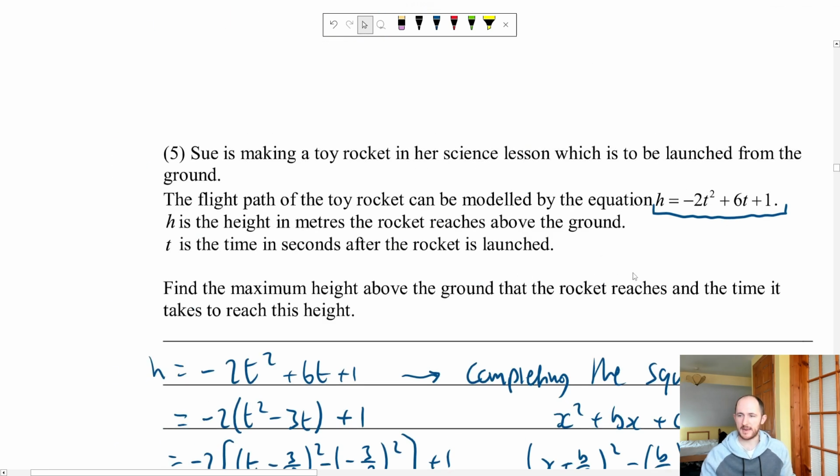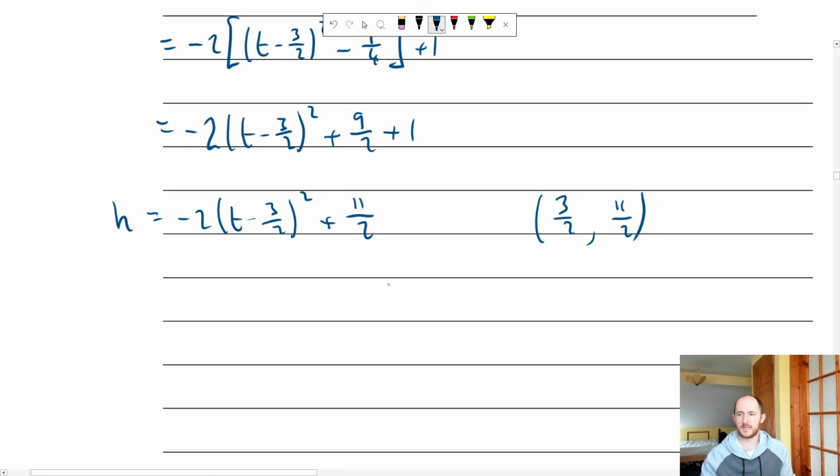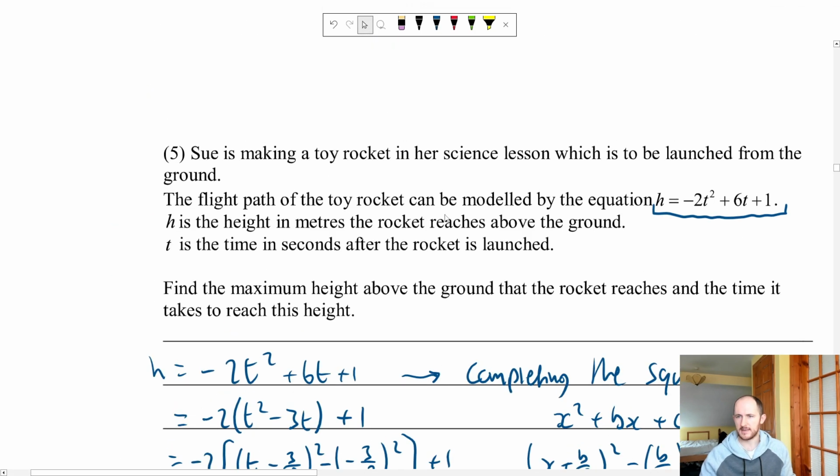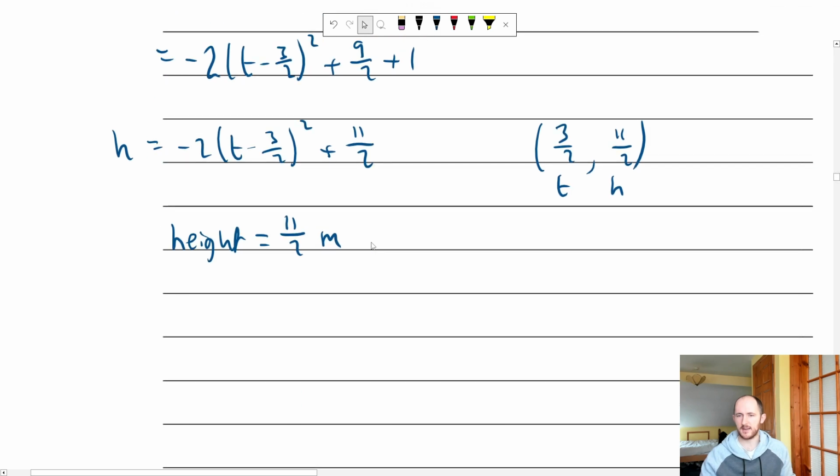Now, we don't have x and y, instead we have h and t. So we're trying to look for the maximum height and the time it takes. Well, t is our x value and h is our y value. So what is the maximum height? The maximum height is 11 over 2 meters. It is in meters, right? And t is seconds.